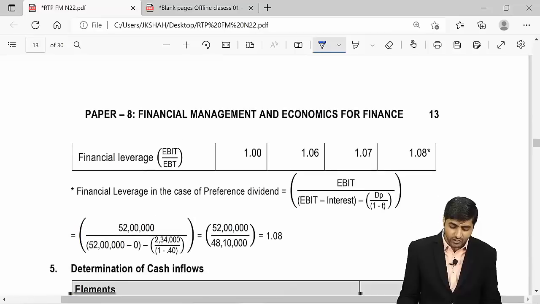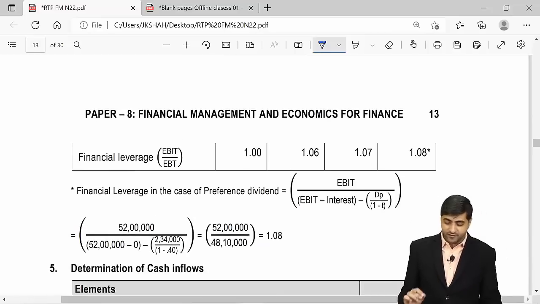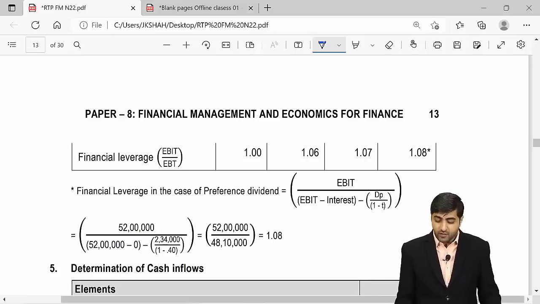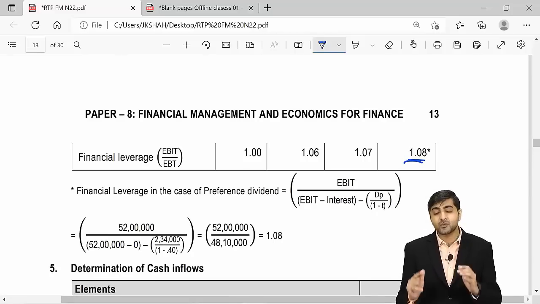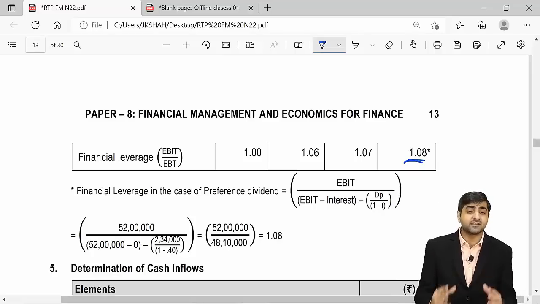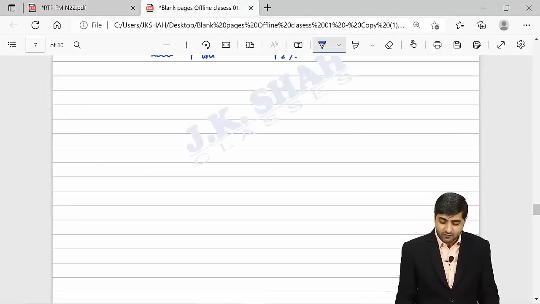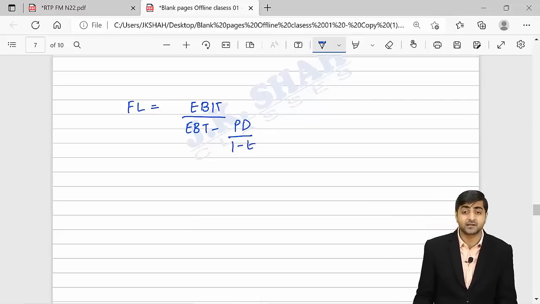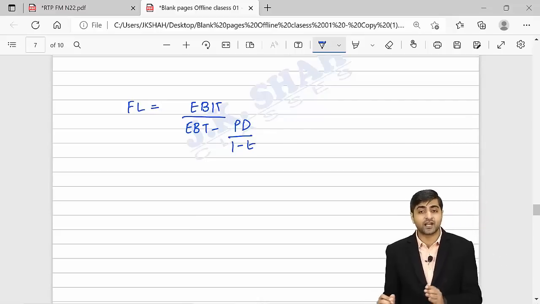But now let us also calculate your financial leverage. To calculate your financial leverage, the only thing you have to understand is that in your 4th plan, your financial leverage will be calculated in a different way. Why? Because there is existence of preference dividend. So guys, for your 4th plan, to calculate your financial leverage, you will use the following formula, which is EBIT upon EBT minus your preference dividend divided by 1 minus tax rate. So this will actually help you to calculate your financial leverage.